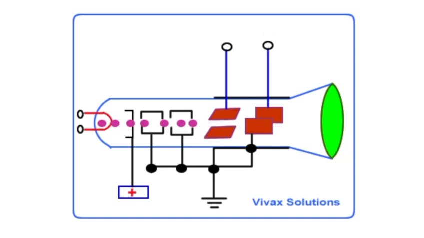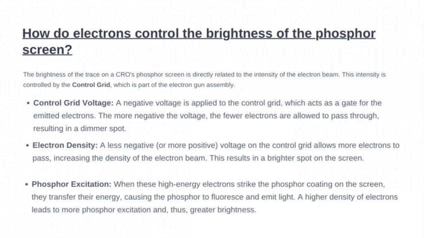The fluorescent screen is coated with a phosphor material. When the high-speed electron beam strikes the phosphor, it emits light, producing a glowing spot. As the beam moves rapidly across the screen, this glowing spot forms a continuous waveform that we can see and analyze. Another important factor is the brightness of the trace.